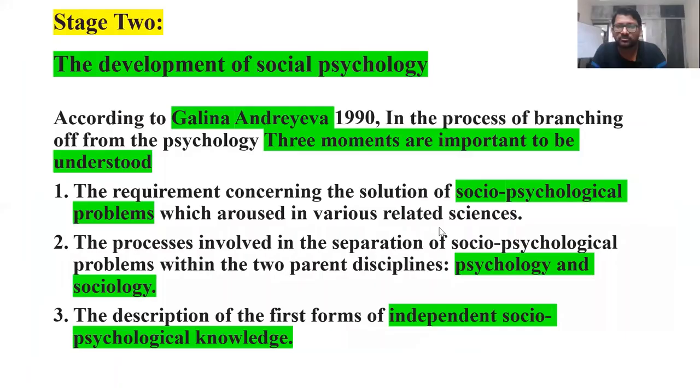These all come under stage one, where stage two speaks about a process of branching off from psychology as a separate discipline, where there are three important movements to be understood. The first is the requirement concerning the solution of socio-psychological problems, which actually arose in various related sciences. When the other branches of sciences were emerging, there were socio-psychological problems even there, and they needed to be addressed. So this branching off has three important moments.